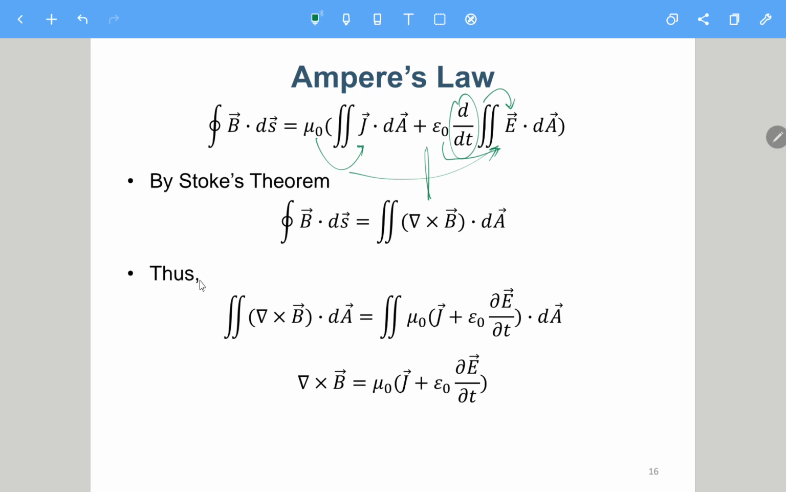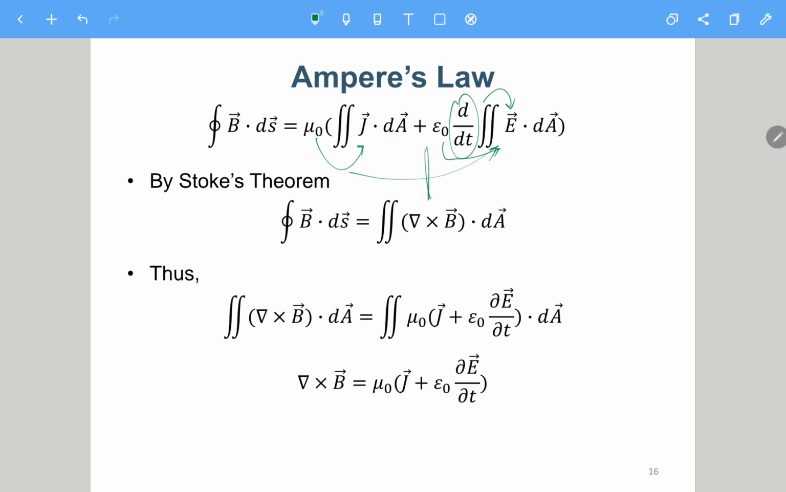So still, these two surface integrals are for the same area, and for arbitrary area they are the same. So the integrand should be equal to each other, which means that we have curl of B equals mu 0 J plus mu 0 epsilon naught partial E partial t. So we finally derive the differential form for Ampere's law.